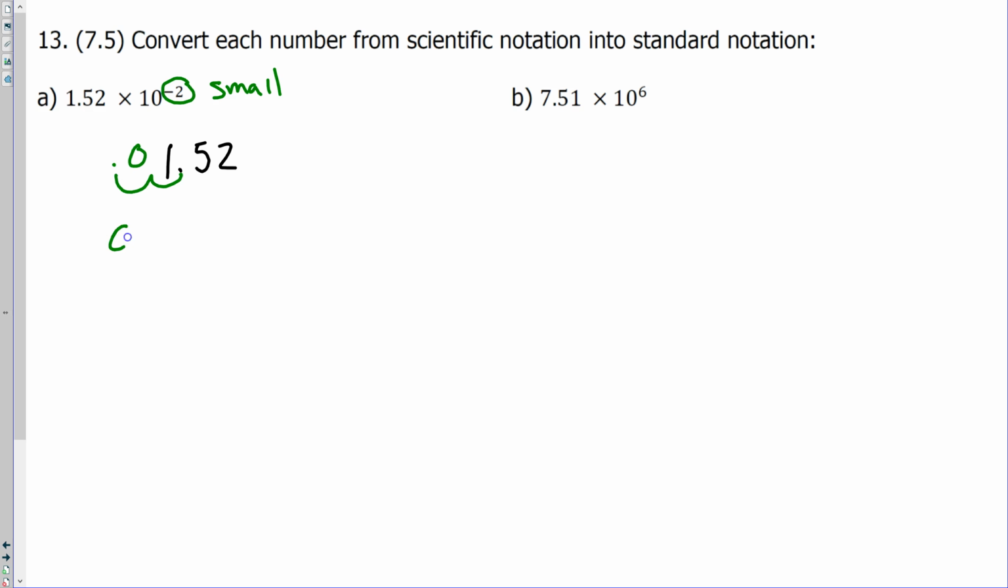That would create the small decimal that we were expecting. So 0.0152, that's the number we want.